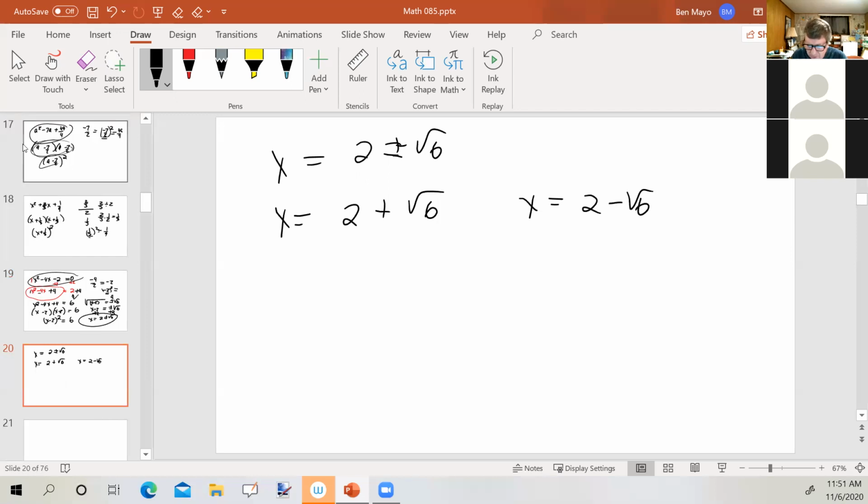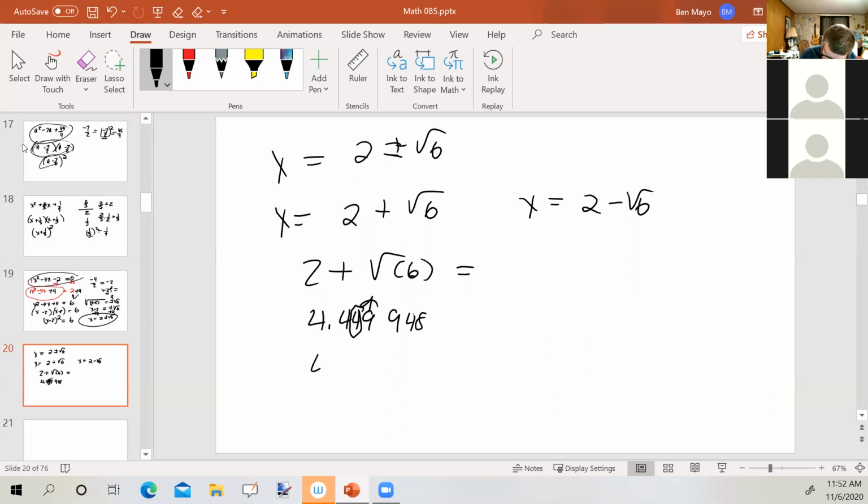To get the decimal approximations, I'm going to punch into my calculator 2 plus the square root of 6. So 2 plus the square root of 6 equals, and let's see, here I get 4.44948, blah, blah, blah. It said round to the nearest hundredth, which would be that place. The 9 would round up. So 4.45 would be the decimal approximation for this first answer.